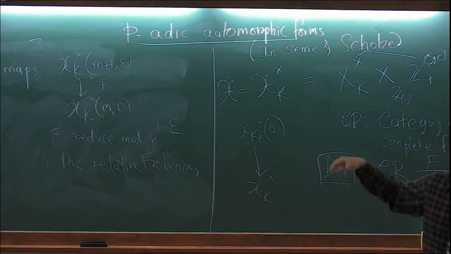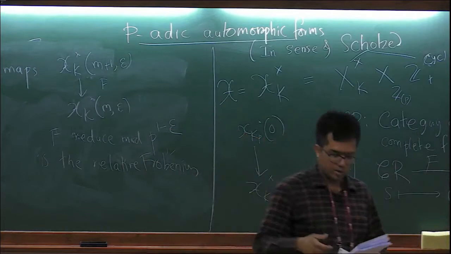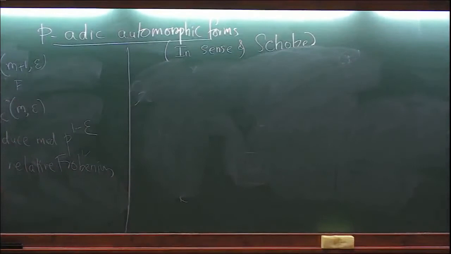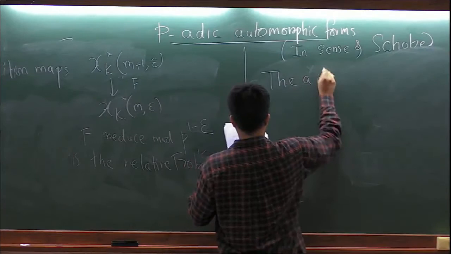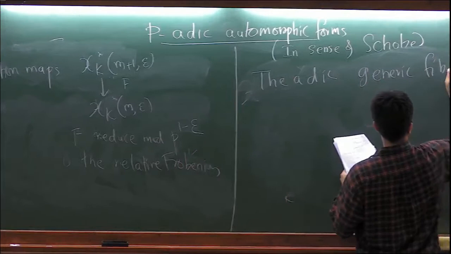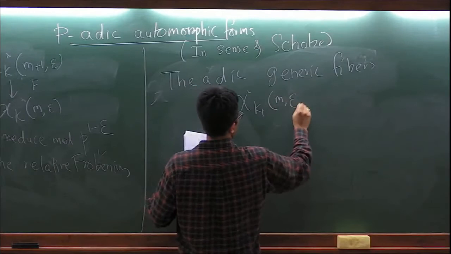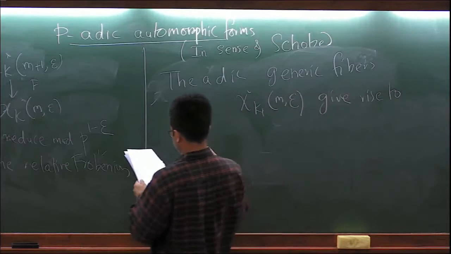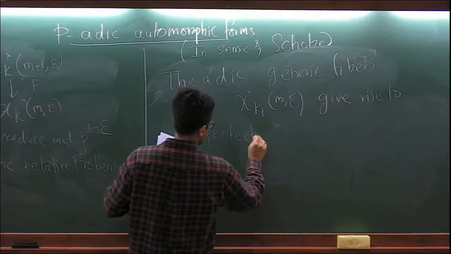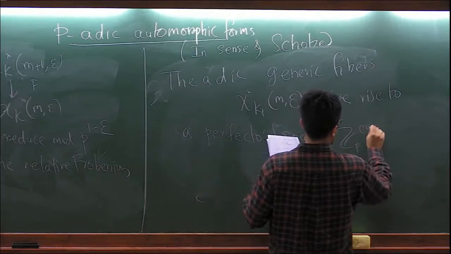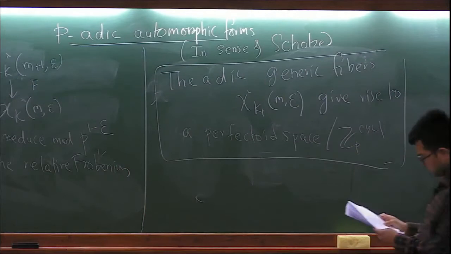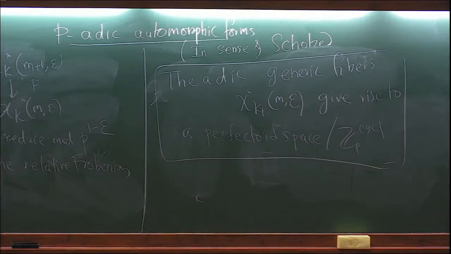So I'll just try to produce this tower. Once you have this tower, then this adic generic fiber, if you have these three of them, then a perfectoid space. Okay, so now I'm just going to define how you can define these maps, and this is something related to what I have discussed yesterday.